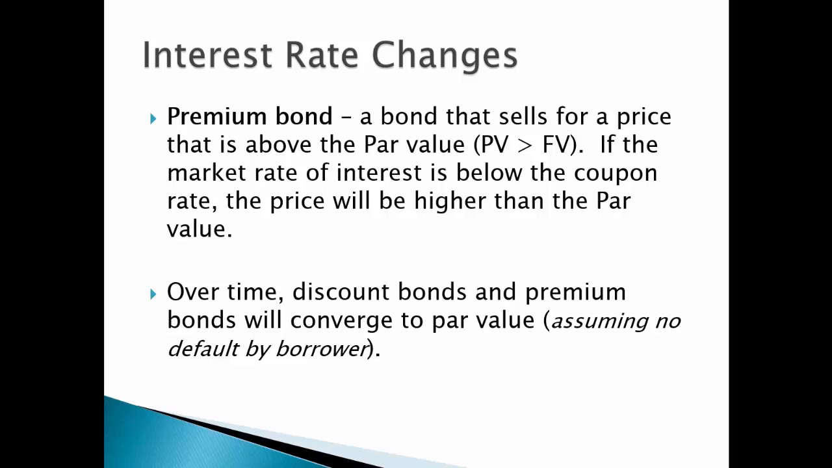Now over time, both discount bonds and premium bonds will converge to the par value, with the big assumption that there is no default by the borrower. So if we have a bond that's selling at a discount, say at $800, over time that will converge to the face value of $1,000. It may not reach it until very close to maturity, but it's going to be gradually increasing and getting closer and closer to that face value over time.